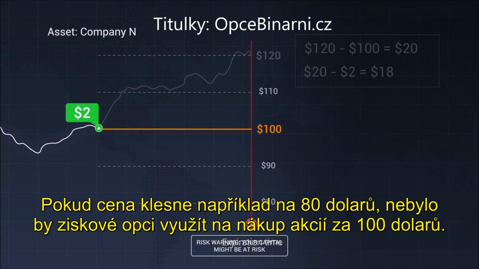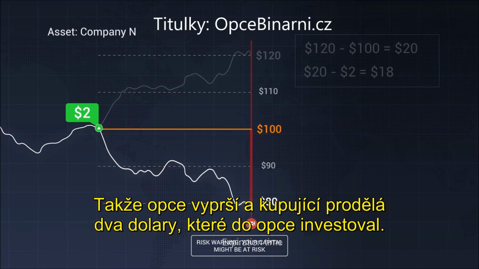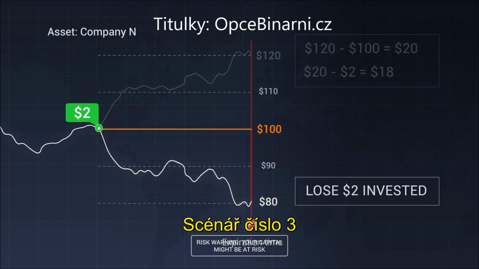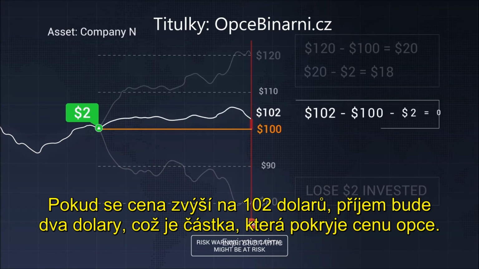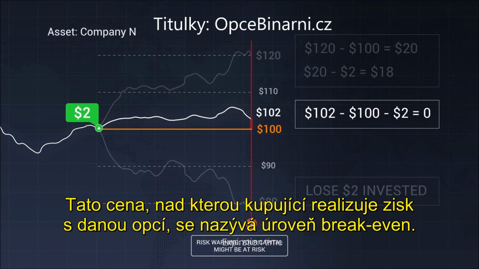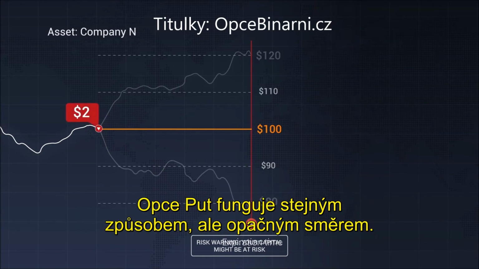Scenario 2. If the share price drops, for instance, to $80, it isn't profitable to use the option and buy shares for $100. So the option runs out and the buyer loses the $2 invested in the option. Scenario 3. If the share price increases to $102, the income will be $2, which covers the amount paid for the option. This share price, beyond which the trader will make a profit, is called the break-even level for the purchased option.